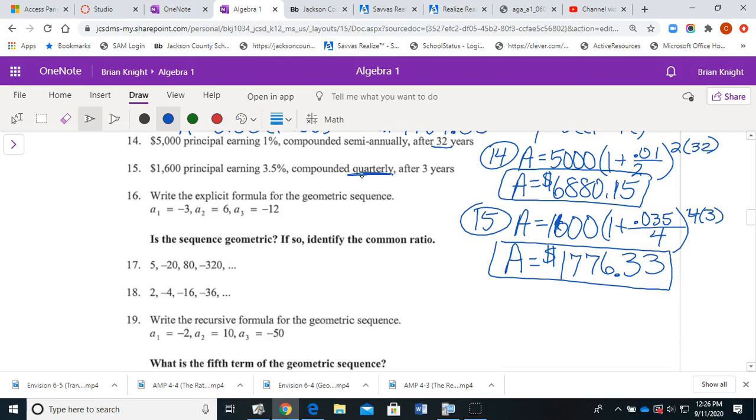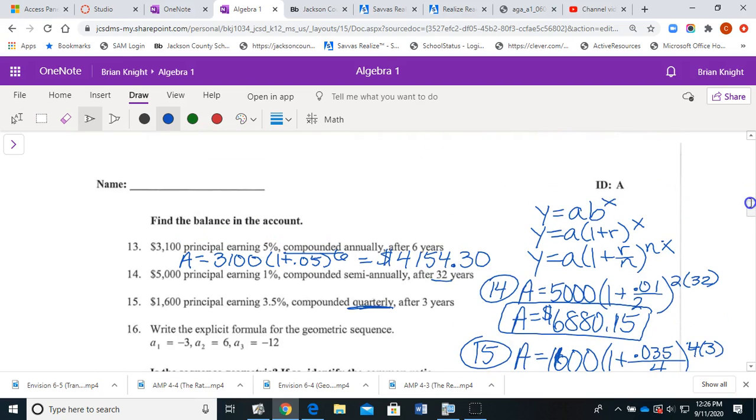All right, everybody good with 14 and 15? 16, write the explicit formula for the geometric sequence. The explicit formula is what you've been doing the whole time, with one little extra thing. It's not x, it's x what? n minus 1. Well, n or n minus 1, but I use x too. You just got to make sure you put the minus 1.